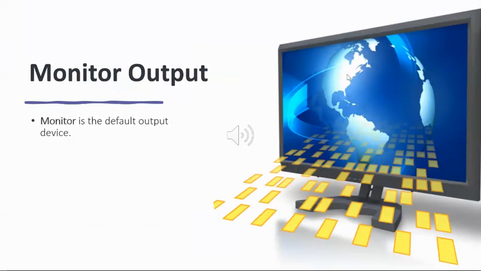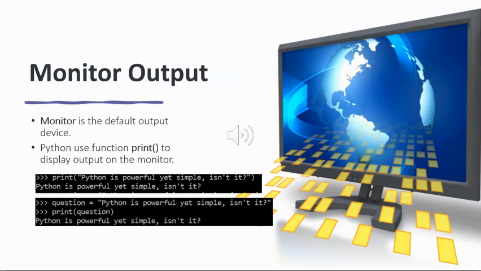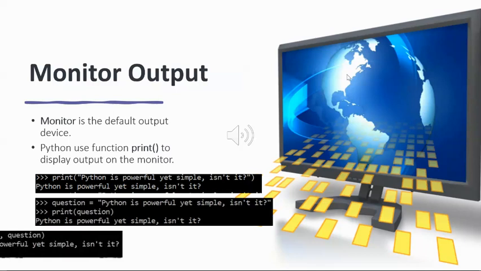Monitor is the default output device. Python uses function print to display output on the monitor. For example, function print is used to display a message in a string. Function print is also used to display the content of a variable, for example, variable question. Further, function print can be used to print both strings and variables together, separated by commas, or connected by plus.